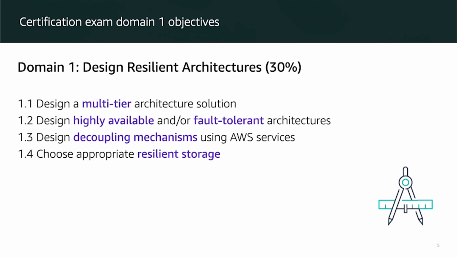Designing the decoupling mechanism using AWS services, remember load balancer, and a service like SQS and SNS, you need to know all about them. Choosing appropriate resilient storage, so which kind of storage class, whether it is S3, Simple Storage Service, or Elastic Block Store volume, or even Elastic File System, and FSx for Windows file system. So these are the key main topics that you need to worry about when you look to the main exam or the first domain in the exam.